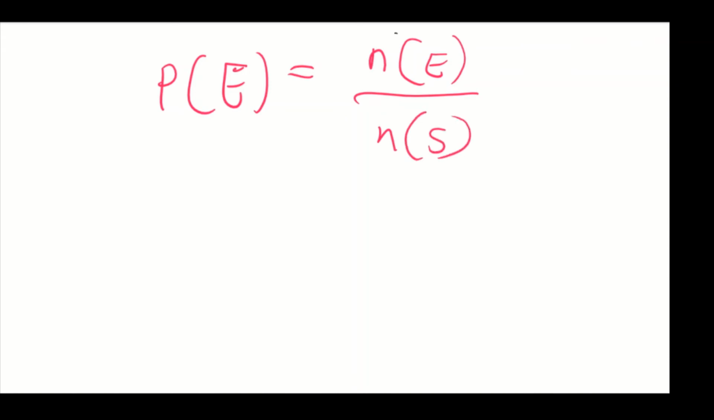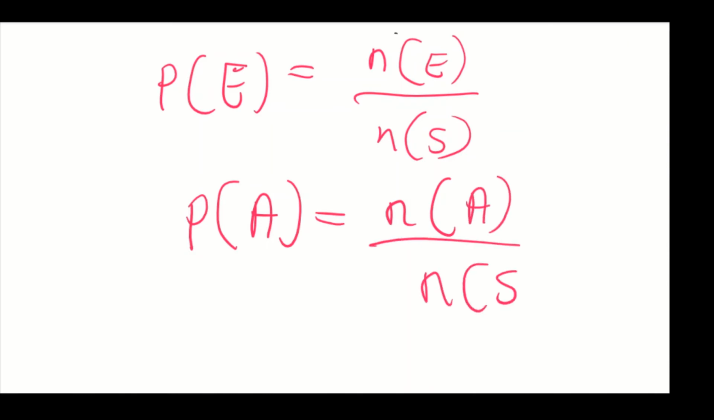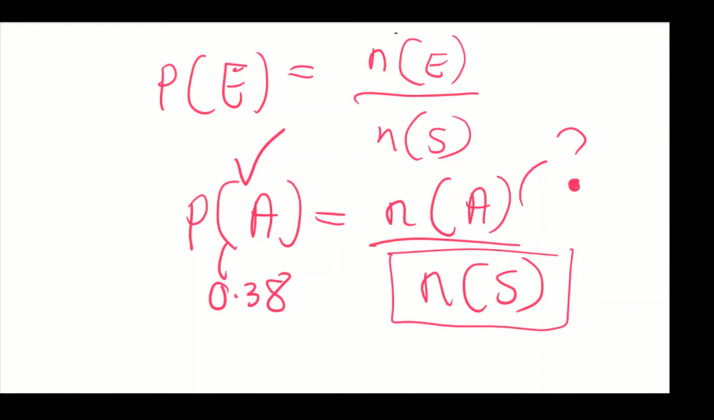The formula for a sample space is written as follows: P of E is equal to N of E over N of S. If, for example, we are focusing on event A, we need to know the number that exists in the sample of A to be able to find the sample space. We know the probability of A, which is equal to 0.38, but we don't know N of A, the number of ways that this event happens. So it's not known. Hence, we cannot identify the number of samples.